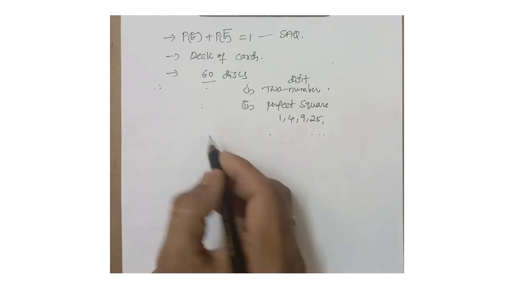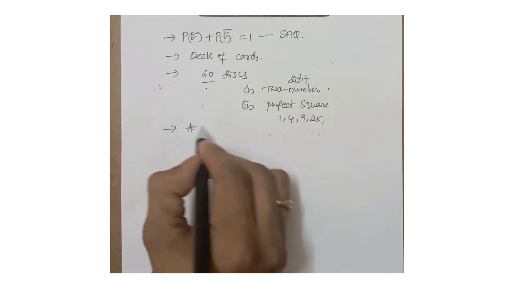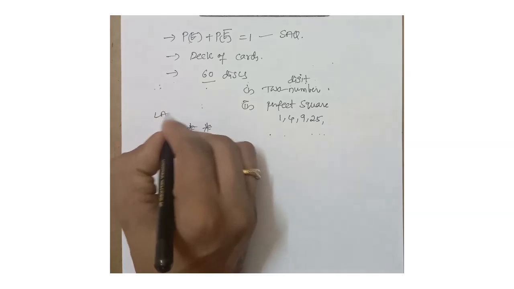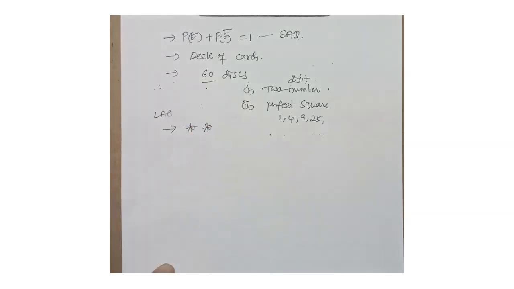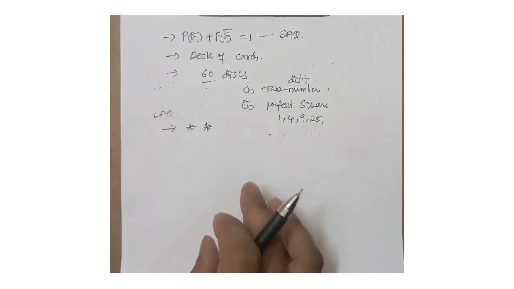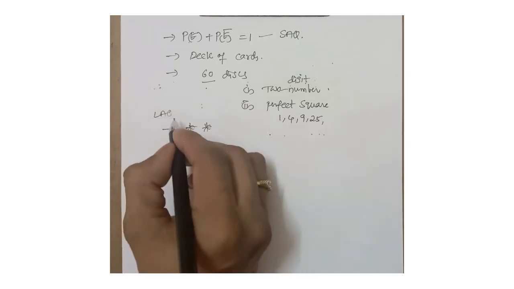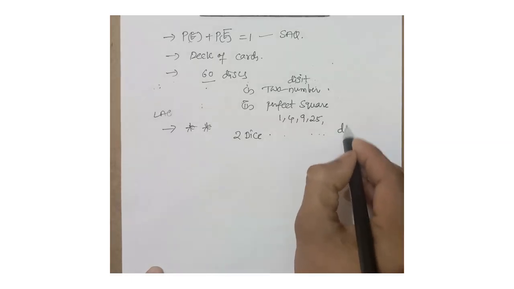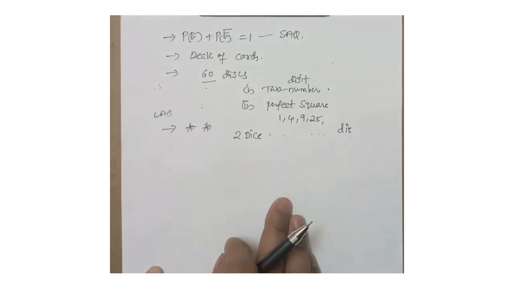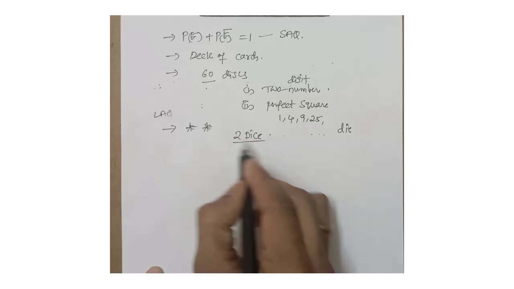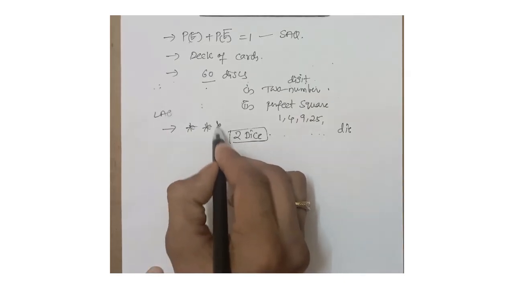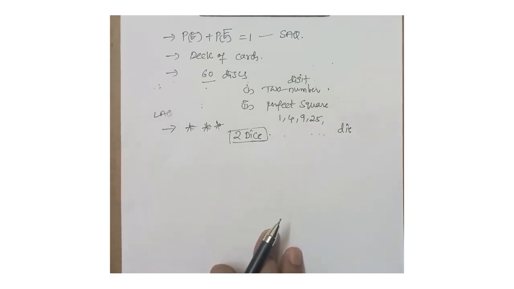That is one question. And one more very, very important question for the long answer, LAQ, is based on two dice. We'll be getting a question based on two dice. If it is single, it is called a die, and if it is plural, we call it dice. Based on two dice, we'll be getting one question for sure. It is very easy and very important for long answers, LAQ.